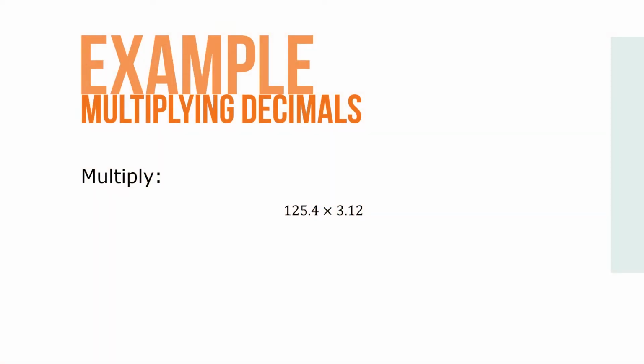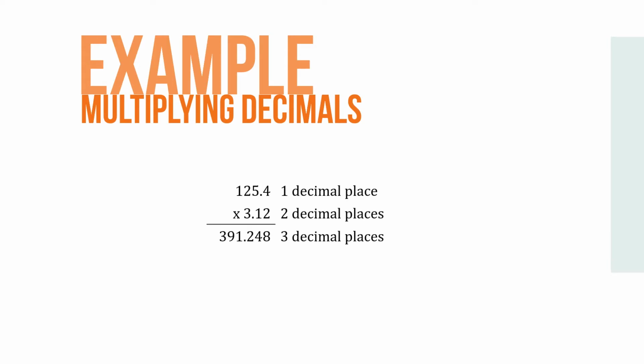Here's an example of multiplying decimals. 125.4 times 3.12. In this example, we take the 125.4 with one decimal place and multiply it by the 3.12 with two decimal places to get a total of 3 decimal places in our answer of 391.248.